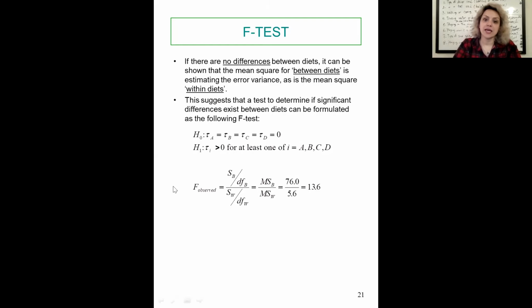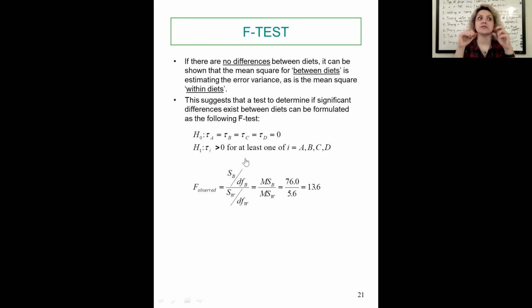F-test. So we can say the null hypothesis is that tau of A equals 0, meaning the mean for treatment A minus the overall mean is equal to 0. Like the mean of each of these treatments is in fact equal to the overall mean that we have. And the alternative hypothesis, we would say at least one of them is not equal to 0. And so the F observed, the same thing that we had for the ANOVA table before.